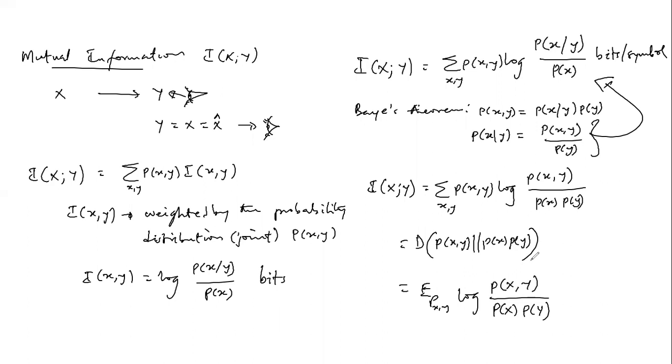And now, with all of these, we could put forward some of the interesting properties of mutual information. Okay. So the first here is that mutual information of the channel is symmetric. That is, the mutual information of XY is the same as the mutual information of YX.